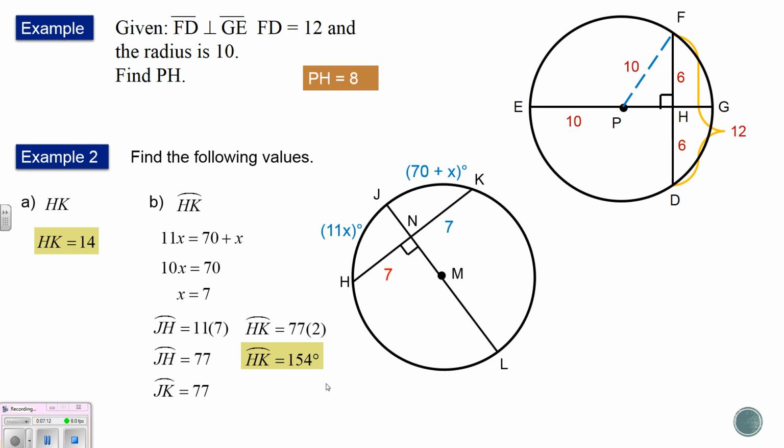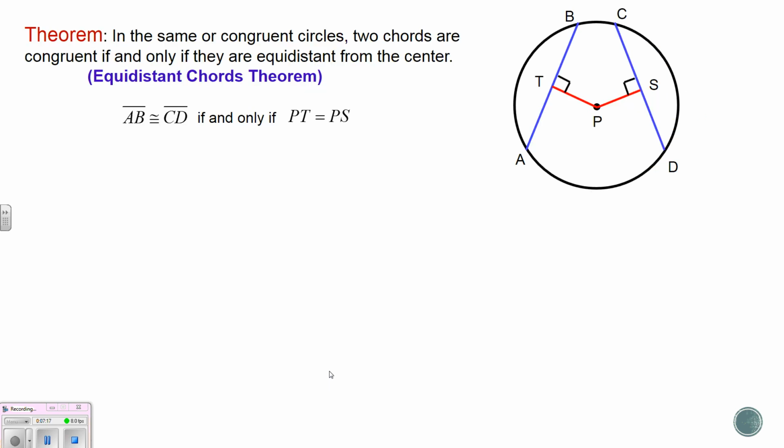Okay? All right. Let's see. The next theorem we have says that in the same or congruent circles, two chords are congruent if and only if they are equidistant from the center. So that means that if I want to say that chord AB is congruent to chord CD, I need to know that these little segments, these represent the distance, right? The chord is away from the center. I need to know that they're the same.